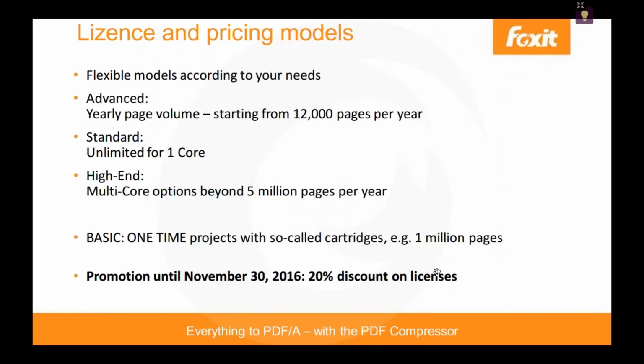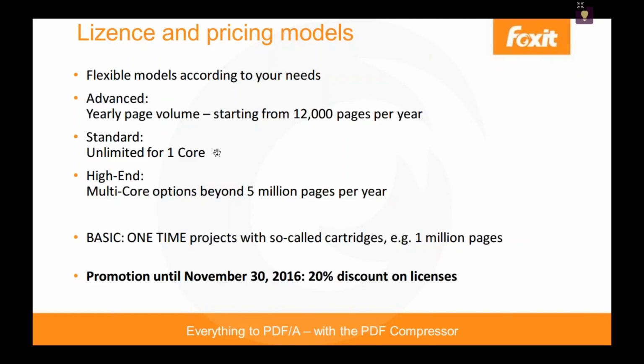Just an idea about the license and pricing model, so that you can also get this for the PDF Compressor. I think you have seen the good functionality of everything Armin showed. We have different license models and try to meet your needs, and to start small we call it Advanced. You have a yearly page volume starting from 12,000 pages per year. So it's really small, and this is also cheap. We are in the area of $500, for example. The normal standard is a PDF Compressor for one core. As a ballpark figure or rule of thumb, it can do approximately 5 million pages per year.